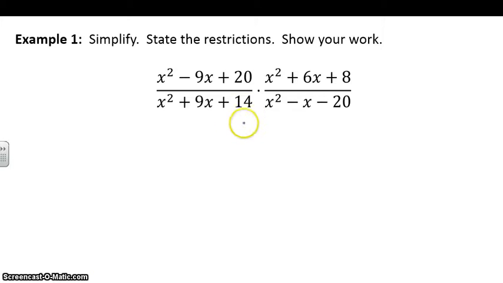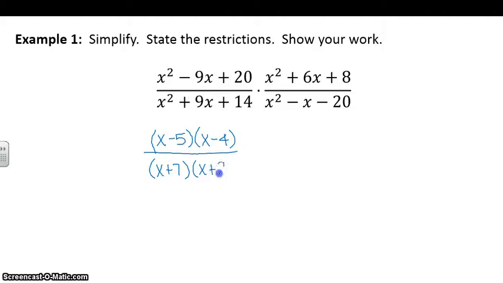Okay, so the first one we're going to do is a multiplication problem. Remember, in this one the very first step is to factor everything. So in the top left here, we need to factor that, and we can use a shortcut because there's a 1 in front of x squared. So you're asking what multiplies to give you 20 and adds to give you negative 9. Hopefully you are saying x minus 5 and x minus 4. Then this bottom multiplies to 14, adds to 9. Hopefully you have x plus 7, x plus 2.